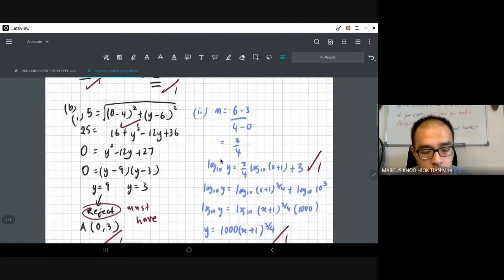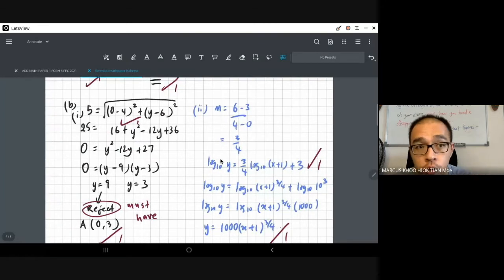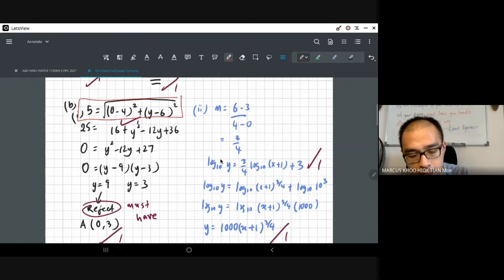So first thing you do is, if they give you the length, you use the length formula. The length formula is the square root of (x2 minus x1) squared plus (y2 minus y1) squared.